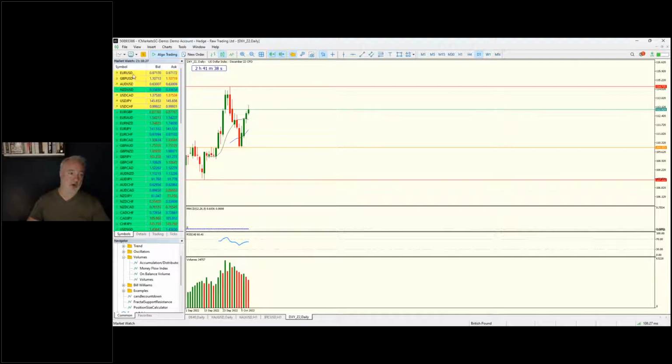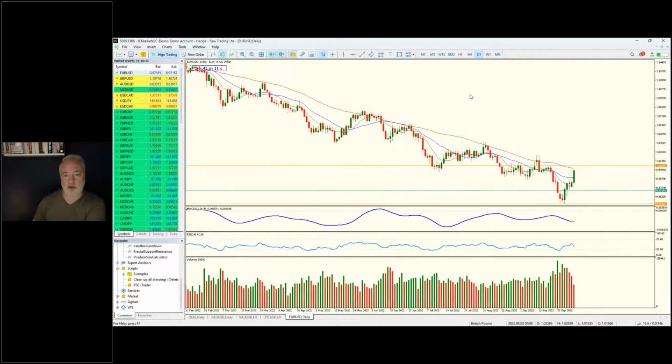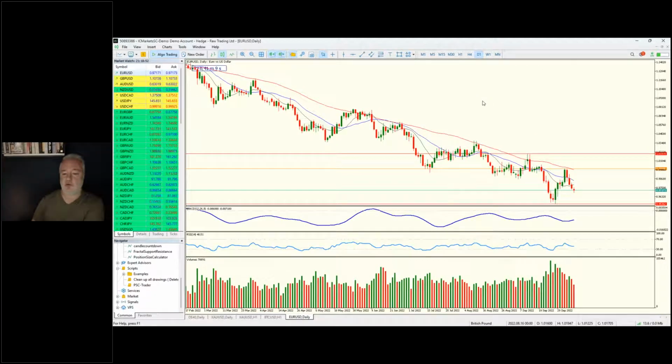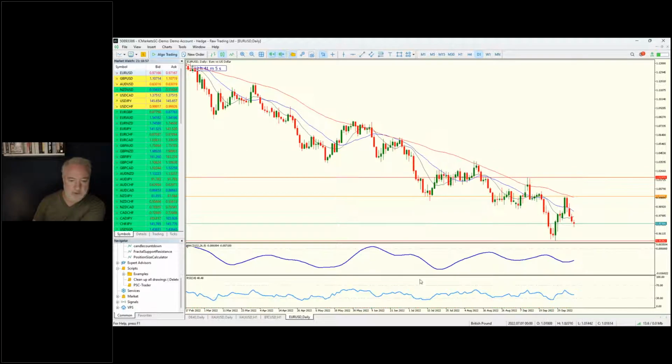So we have a look at euro dollar. I also got the clean objects tool. I Googled this and found it. It's a cleanup all drawings tool. Very nice. Just drag it and drop it on, and it removes any tools and stuff I've drawn on that chart. It's pretty cool. It's in the scripts section. So let's look at euro dollar. I'm going to get rid of the volume indicator just for now, and I've got the MACD and RSI, which are pretty much standard.